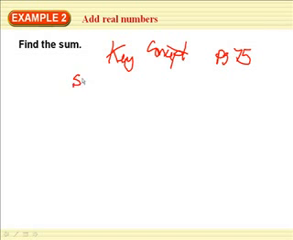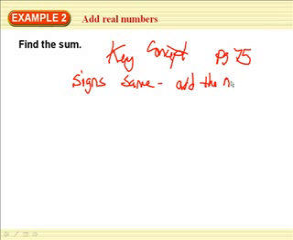We can have the signs be the same. That means they can both be positive or they could both be negative. When the signs are the same, all you do, and they use absolute value, but just think of the numbers, all you do is add the numbers. Don't look at the signs, don't pay attention, just look at the numbers and add them, and then the sign stays the same.